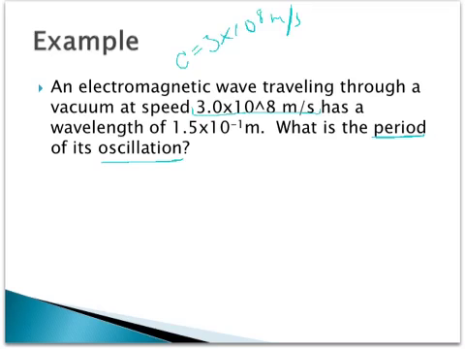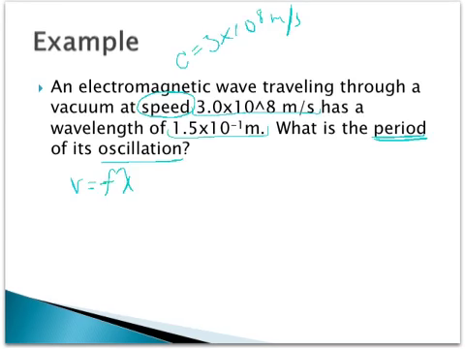So how do we do this? Well, we want to relate period, and we're dealing with the speed, and we're also given the wavelength of this wave. So why don't we work first with the wave equation, where the speed of that wave is frequency times the wavelength. We are given the speed, we are given the wavelength, and we are trying to solve, in this case, for the period.